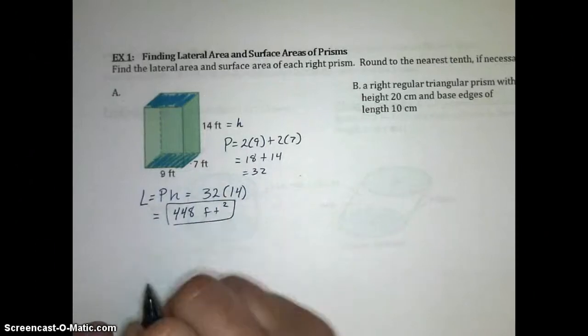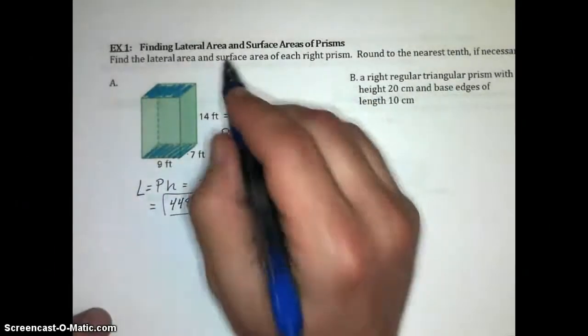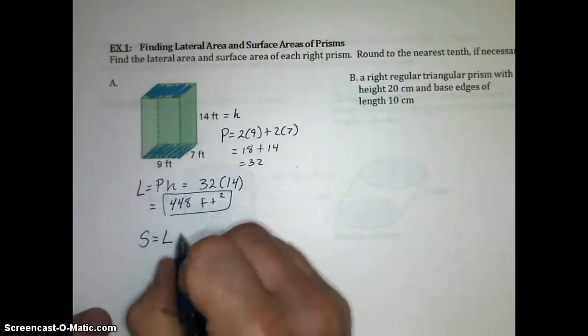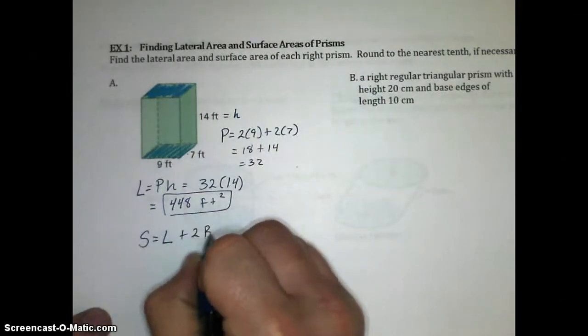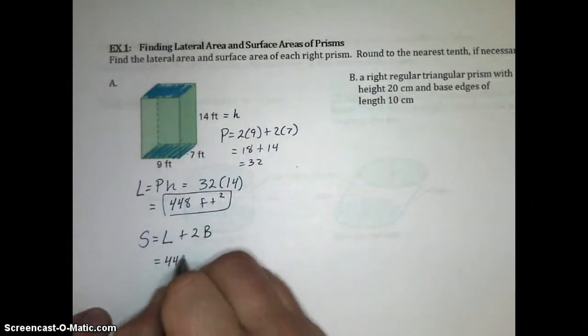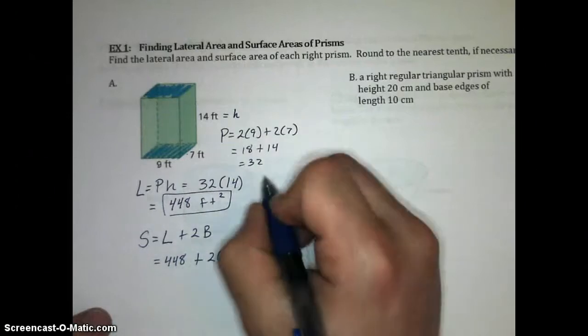But that's only part of our answer. The rest of the problem asks us to find the surface area. The surface area then just takes the lateral area plus 2 times the base area. Well, in this case, the lateral area we just found was 448, so I'm just going to substitute that, plus 2 times the base area.